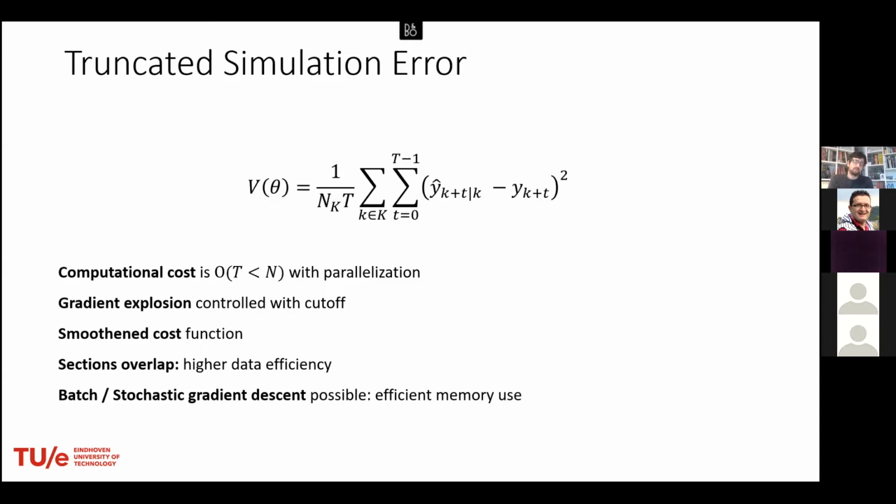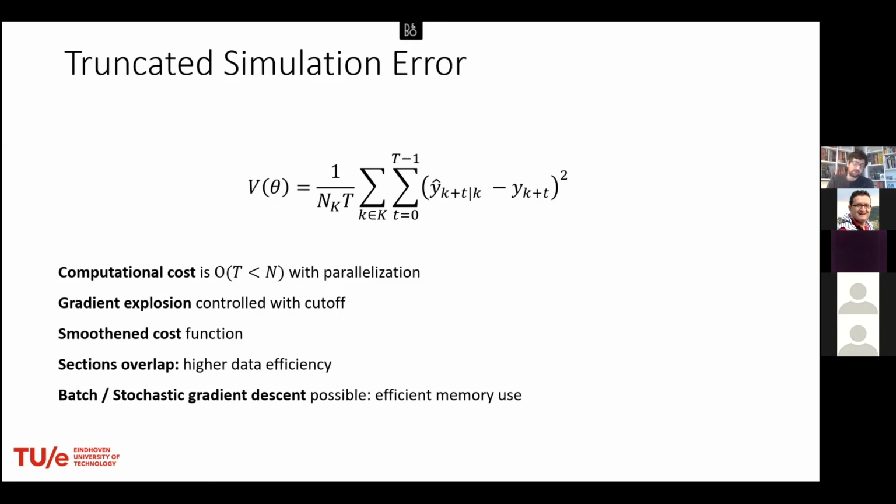And we have shown as well that if you overlap these data sequences, so if you allow overlapping data points, so in the extreme, you just take every data point as a possible starting point of a section, then you also get a higher data efficiency, in the sense that the cost function will converge faster to the expected value of the cost function when you do that.